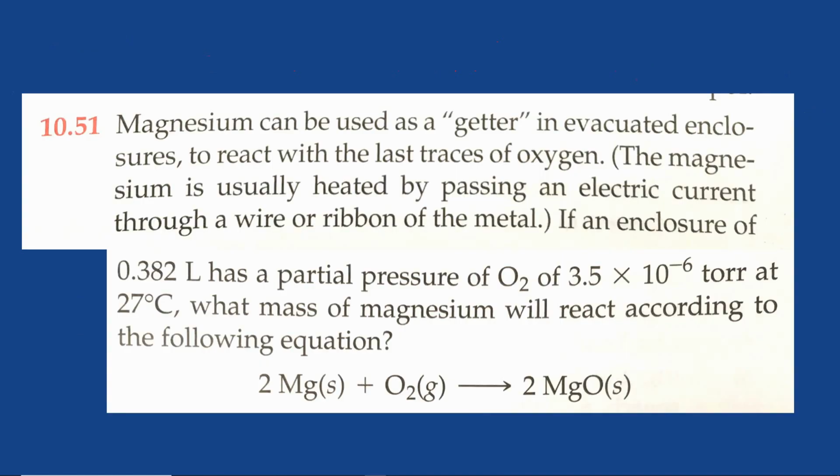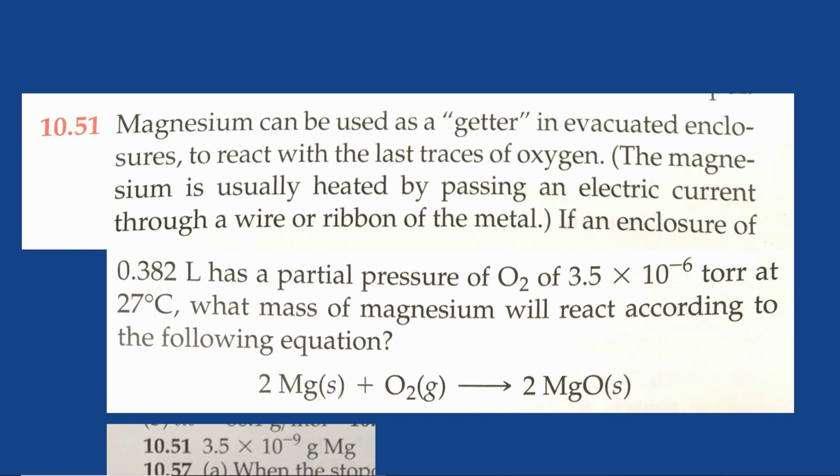Now, this one is a problem from a previous book that we've had, so I'm not going to read it to you, but I want you to write the reaction down, label it well. Remember, you got to label what you have, and then solve the problem. They say the answer is 3.5 times 10 to the minus 9th grams of magnesium. So let's run through it.